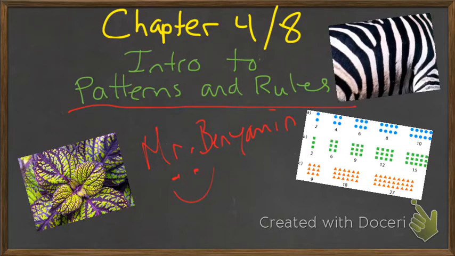Today we're looking at chapters 4 and 8. It's going to be kind of weird how we teach these ones because they're going to be together, because they're both looking at patterns and rules. So this is our intro to patterns and rules. And we've got several different images here, some of them more visually appealing than others.